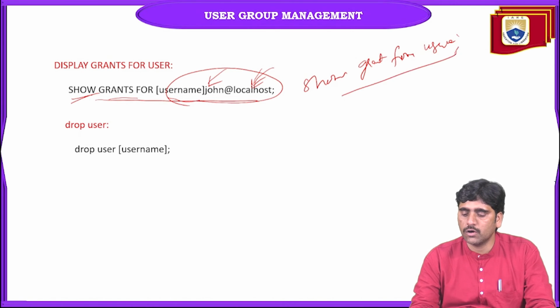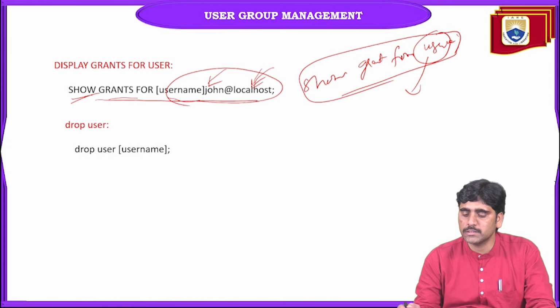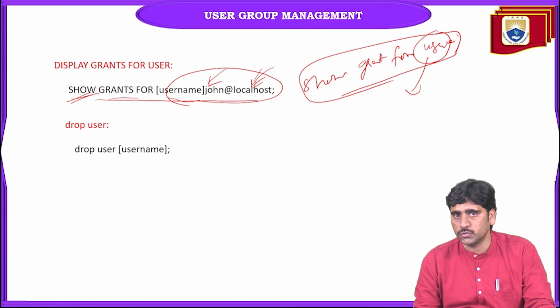Like this, you can also see all the permissions applied to the user. You can see all the granting permissions. Whoever the permissions are applied to, you can see the list of grants here, right? So this is the way you can understand how to display grants for the user.